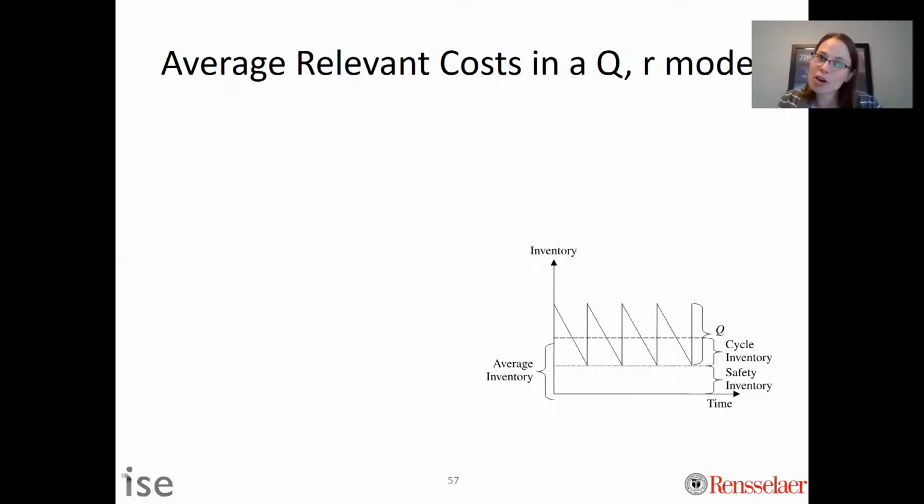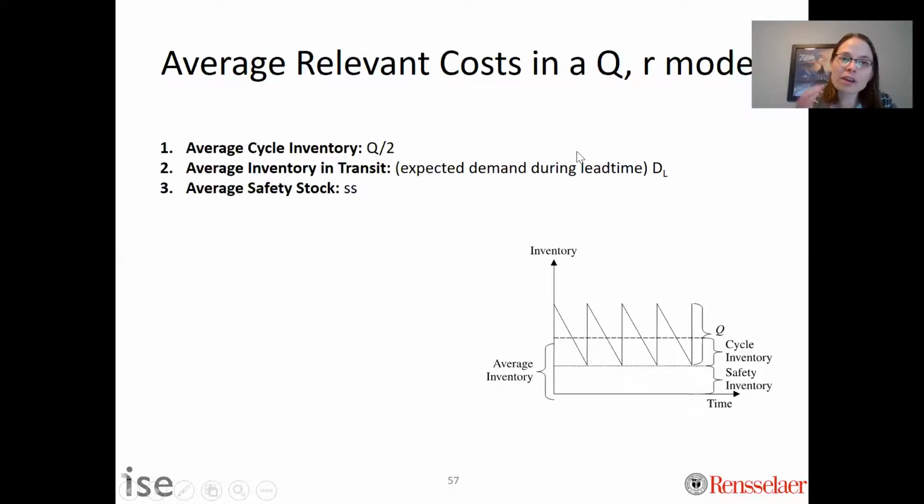And you should understand what the average relevant costs are in the QR model. It is really the combination of the relevant costs in the EOQ model, that's this part of the equation, plus the additional part, which is the safety stock. You can think about it as needing different types of inventory. We have the average cycle inventory, which is Q/2. That's due to the EOQ model, the fact that you don't want to keep placing so many orders. You may not want to go to the grocery store every day. You want to go every 2 weeks and order more things. So that's the Q/2 part.